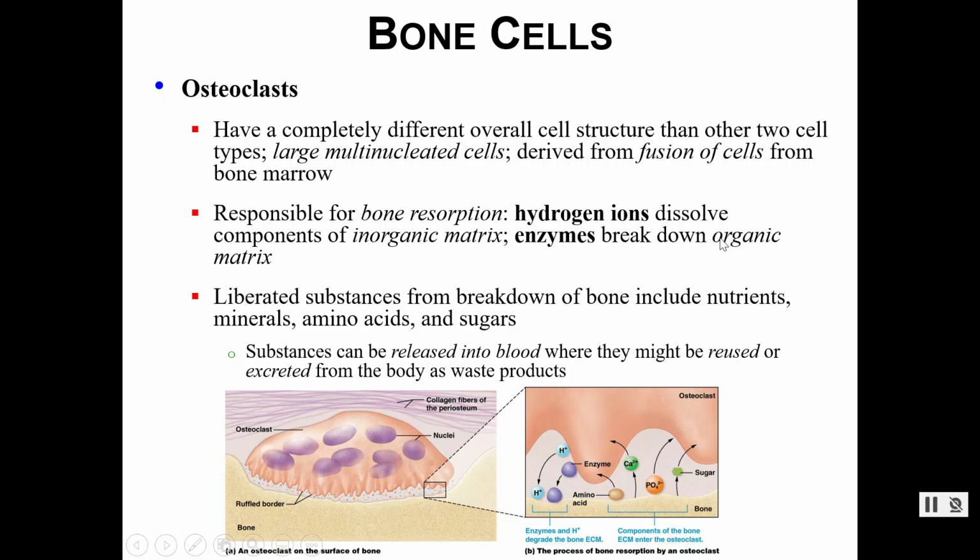Now, once we break down the bone, when we do the bone resorption, all of those little substances that we have freed from the bone, we can release those into the blood. This includes nutrients, minerals, amino acids, sugars, all kinds of good stuff in there. We can put them into the blood. We can reuse them. Hopefully your body loves to reduce, reuse, and recycle. Or if we have excess, we can just excrete them as waste products. So we have some options there.